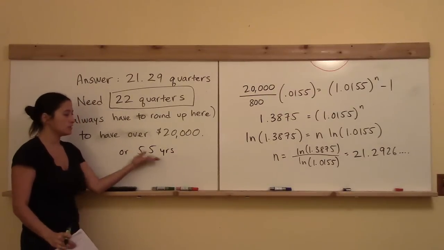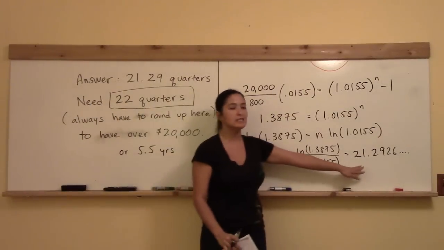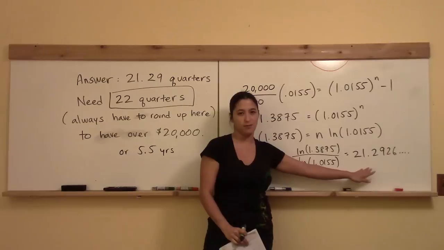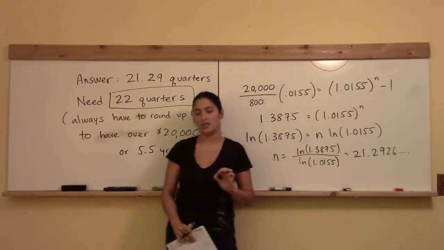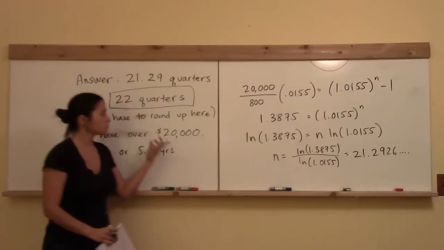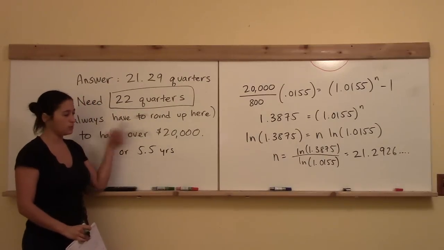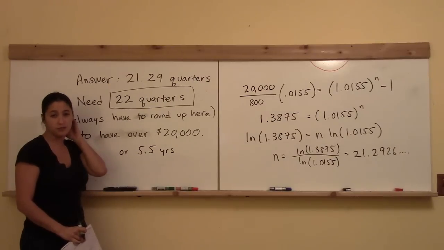But that is to answer the question of why I wouldn't just take this decimal approximation and divide it by 4 to get the number of years. I can't do that because an annuity is so rigid. You have to wait till that next quarter, round it up to the nearest whole quarter, and then if you like, you can transfer that into years.